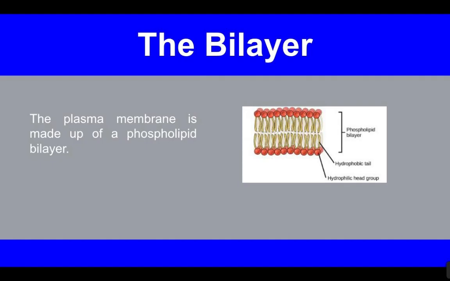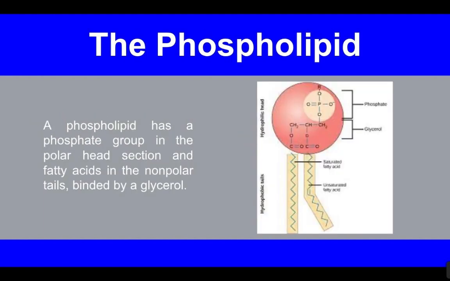The plasma membrane is made up of a phospholipid bilayer. A phospholipid is a type of lipid. It contains a phosphate group, a glycerol, and two fatty acid tails. The fatty acid tails can be saturated, which means they have no missing hydrogens, or unsaturated, which means they do have a missing hydrogen. The phosphate group creates a polar section of the molecule in the head of the phospholipid.